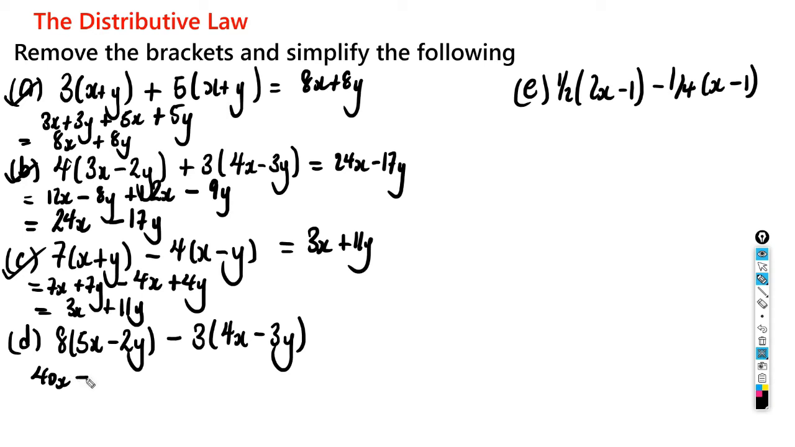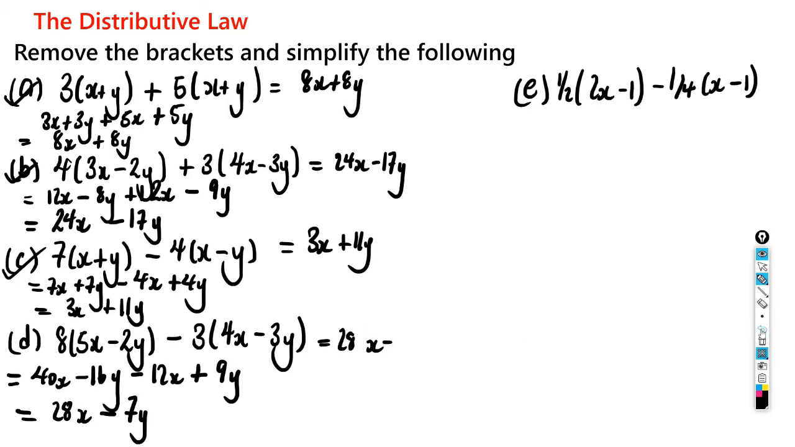Now for D here, we have 8 times 5x, which would give us 40x, minus 8 times 2y, which would give us negative 16y. Then we have a negative 3 times 4x, which would give us negative 12x, minus 3 times minus 3y would give us a positive 9y, right? Okay, so when we group the like terms, 40 minus 12 would give us 28x, and negative 16 plus 9 would actually give us negative 7y. So the answer for this one is 28x.